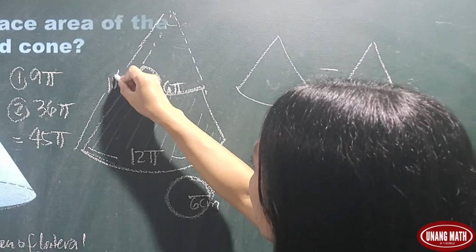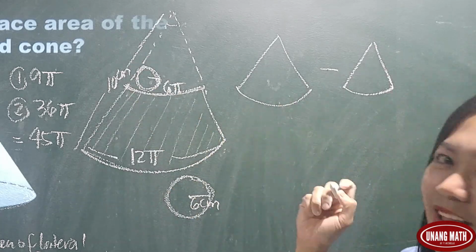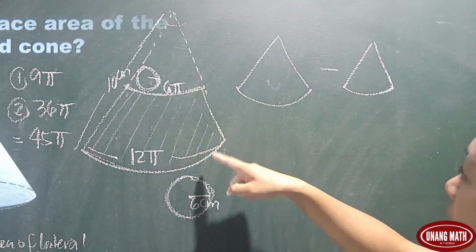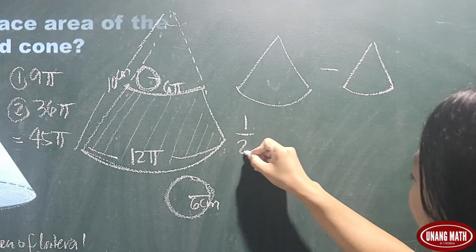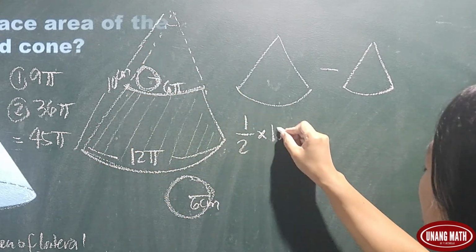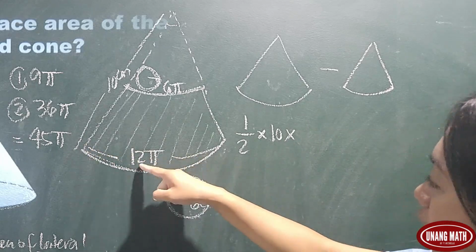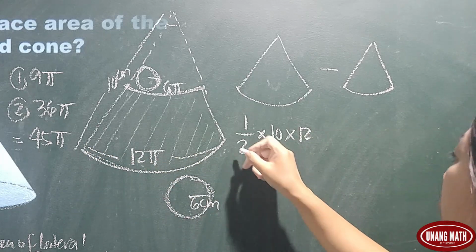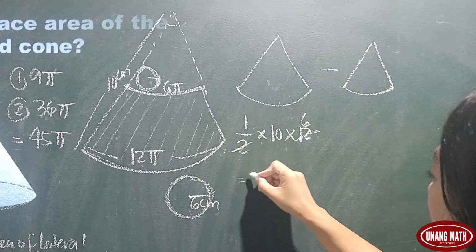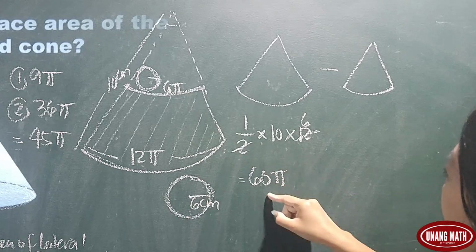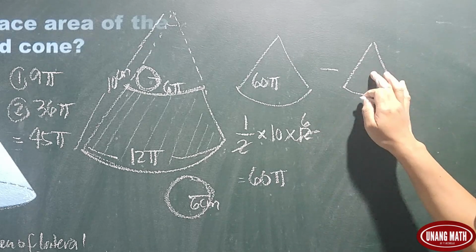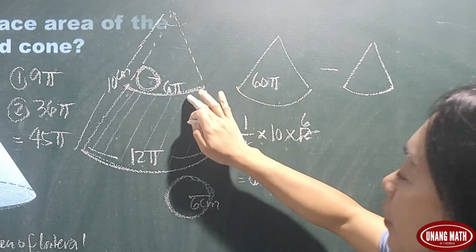Now, let's find the area of this bigger sector. We are going to use 1/2 times the radius, which is 10 centimeters, times the length of the arc, which is 12 pi. Simplify, so this is 6. So 10 times 6 is equal to 60 pi.